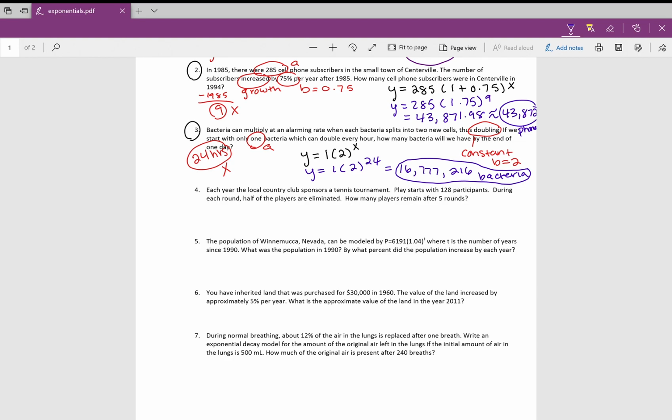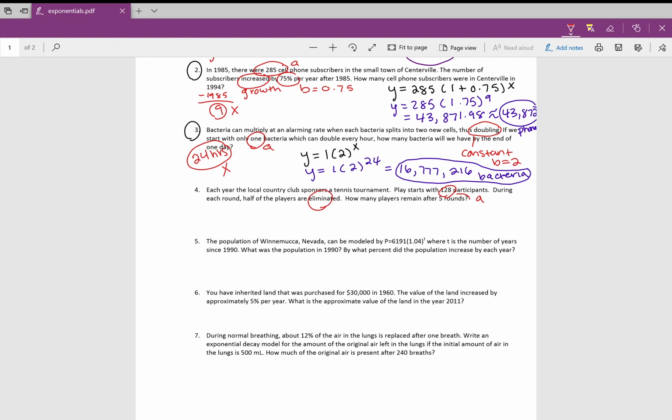Okay, so this is what you should have done for number 4. It says each year the local country club sponsors a tennis tournament. Play starts with 128 participants. During each round, half of the players are eliminated. How many players remain after 5 rounds? So first I'm going to go through and label everything. It says it starts with 128, so that's our A.